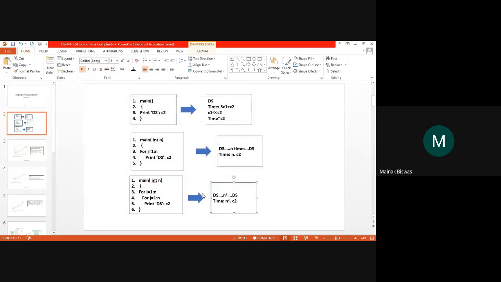Okay, so for this one it will run n times, so it will be n into c2. Since there are two for loops of n times each, it will be n square into c2. Now let us take this c2 also out.